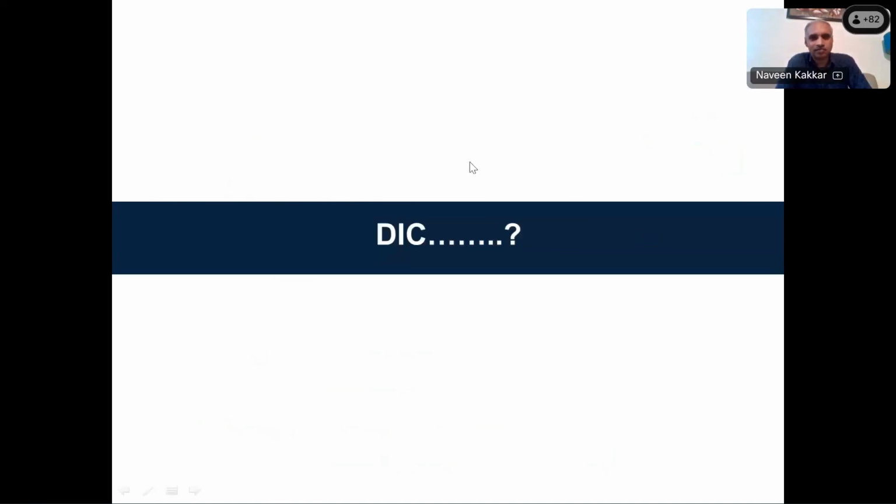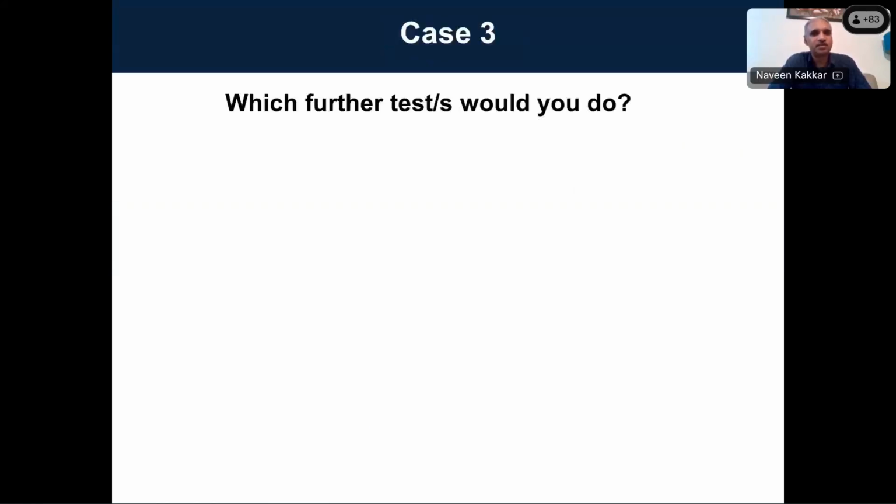A term that I often teach my residents is that DIC means death is coming. You should look at DIC also as death is coming because of the high mortality and the severe problems and the morbidity that the patient lands up with. So it's a serious disease. If you have DIC coming up, mortality is very high. So which further test would you do now that you're thinking of DIC?